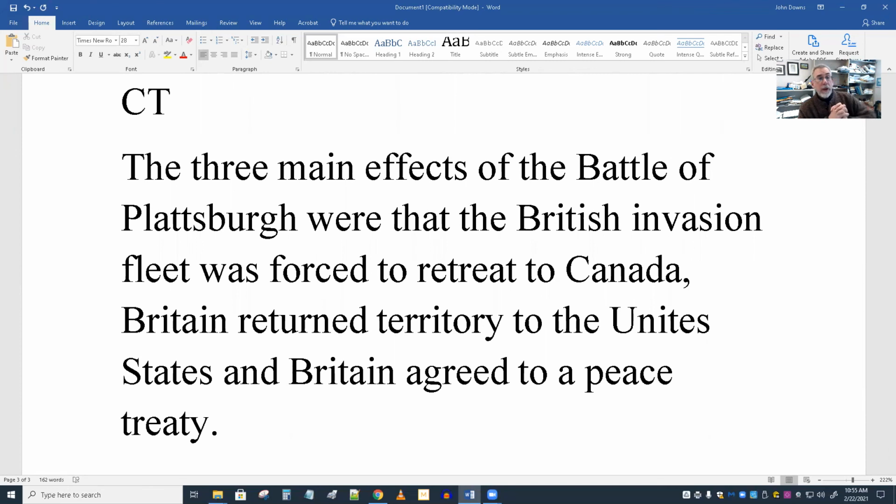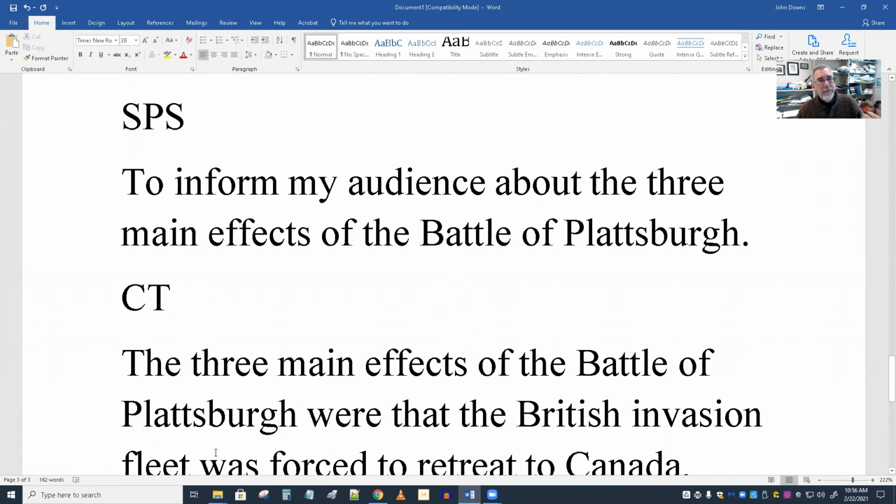Britain returned, that's not how you spell Britain, returned territory to the US, and Britain agreed to a peace treaty. All right, good. So we've got, obviously, the main ideas right there in the central thesis. You can see how the main ideas would be built out now, I hope.